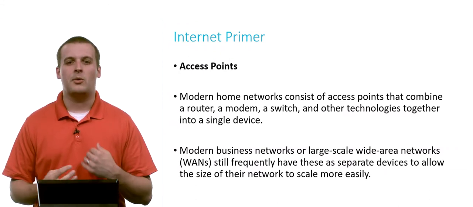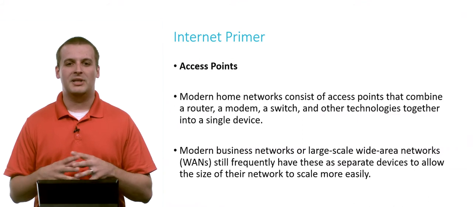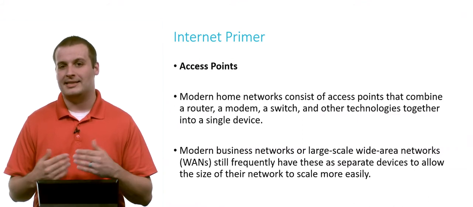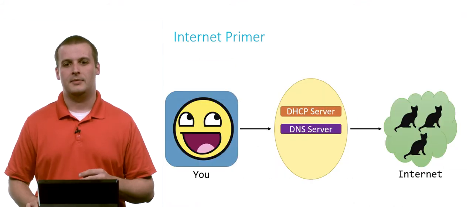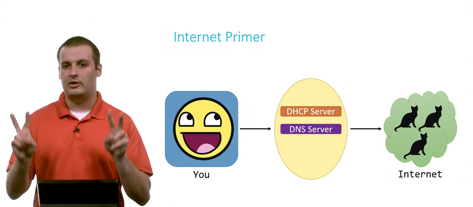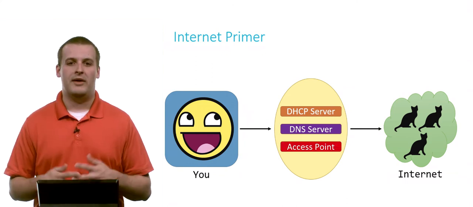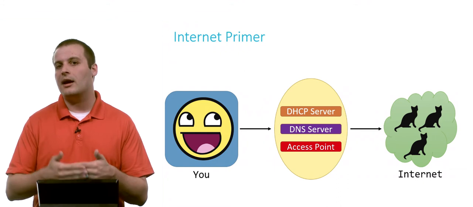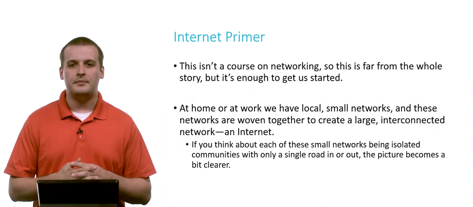And so these large networks, business networks, etc., split these into separate devices so the network can scale and grow if needed. So again, somewhere between us and the internet, we have an access point, and that's what we connect to. And through there, we can get to the internet.